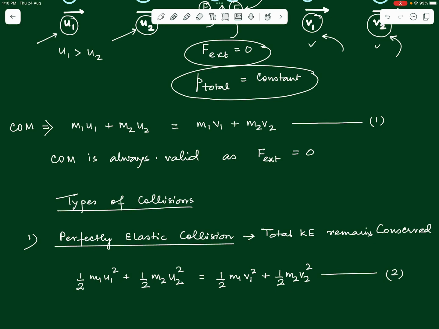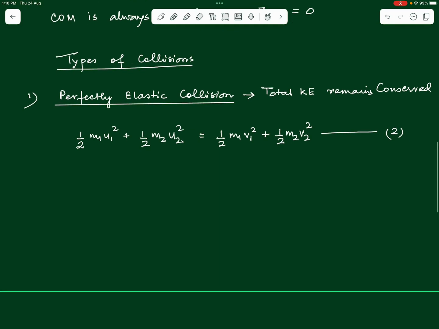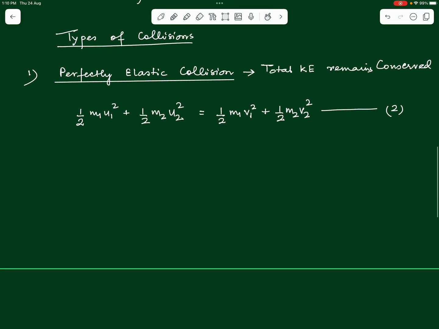Now, what makes a collision perfectly elastic? Let's get into the details of the nature of the perfectly elastic collision a little bit more, which will help us understand the other types of collisions also better. So a perfectly elastic collision is something in which the two colliding bodies behave like perfectly elastic bodies. What do we mean by that?